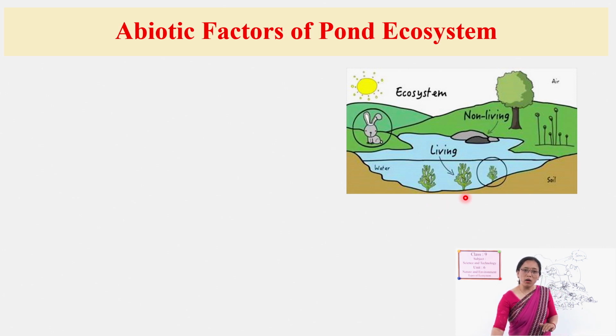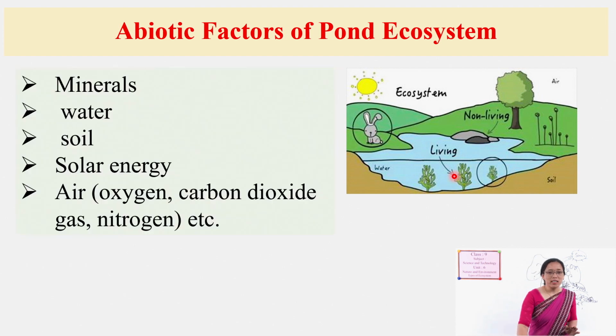Now you can see the abiotic factors. What are those abiotic factors? Just as we said, water, sunlight, and soil is also there. Yes, there is also air. Oxygen is dissolved inside the water. That dissolved oxygen is taken by the organisms during breathing, and they throw out carbon dioxide. That carbon dioxide is semi-dissolved, and the aquatic plants prepare their food by using that carbon dioxide, and in that way the air is also maintained inside the waters. These are the abiotic factors: minerals, water, soil, solar energy, air, etc.